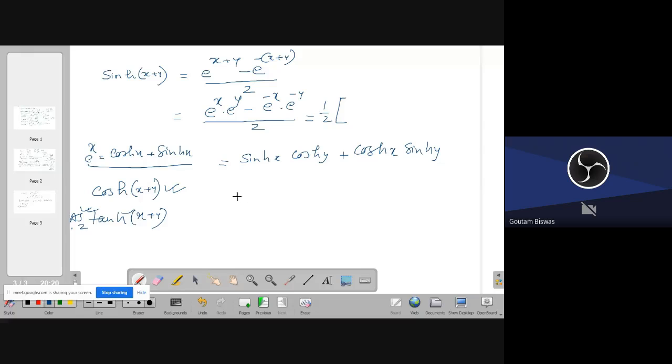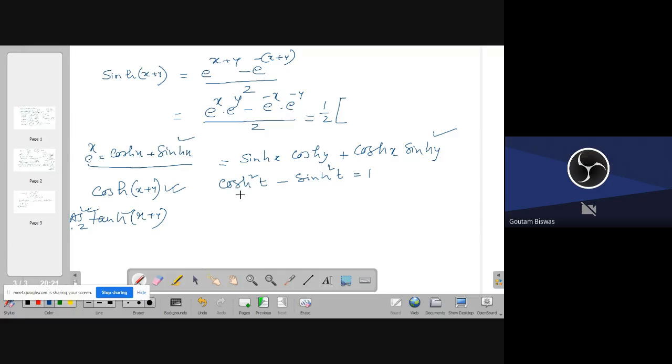Okay, next one thing I want to express: this is very easy to do, so you can do it using your primary expressions for e to the power x and e to the power minus x. Now I want to prove one thing, cosh square t minus sinh square t equals 1. I have to prove it.